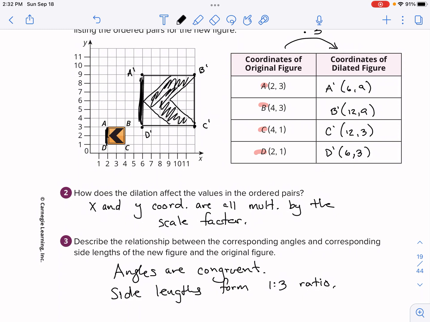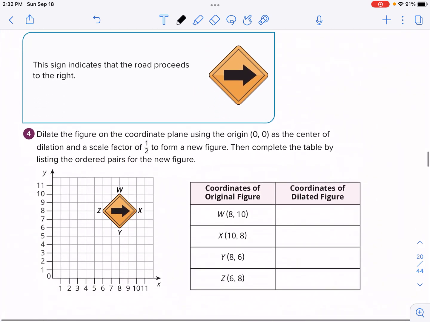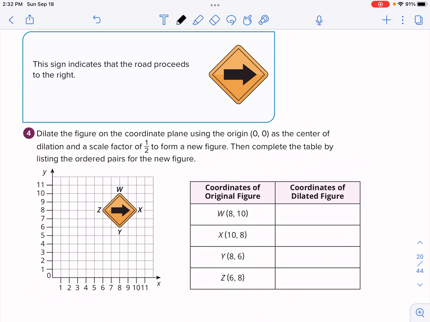All right, and then now let's move on to the last and final page, part 2 of our activity 2. So continue. Now we got a different road sign. This one says road proceeds to the right, and we got this arrow pointing to the right. We've got a bigger figure, now we're going to reduce it. So this is a reduction. We're going to reduce it by a scale factor of 1/2. So it's gonna be half as big.